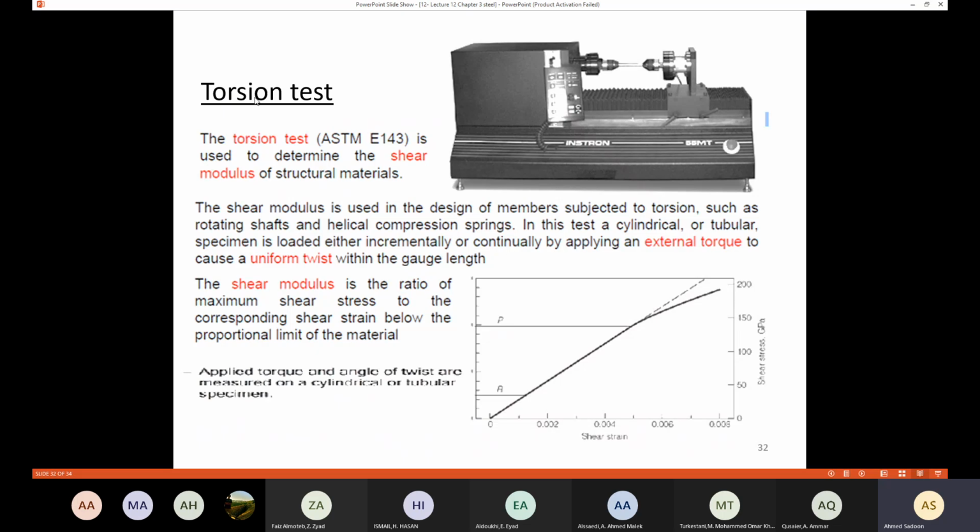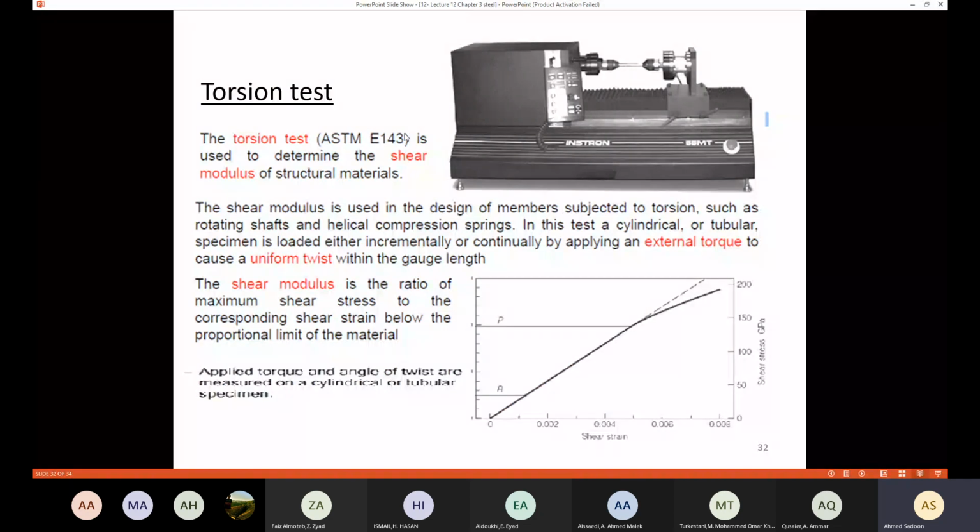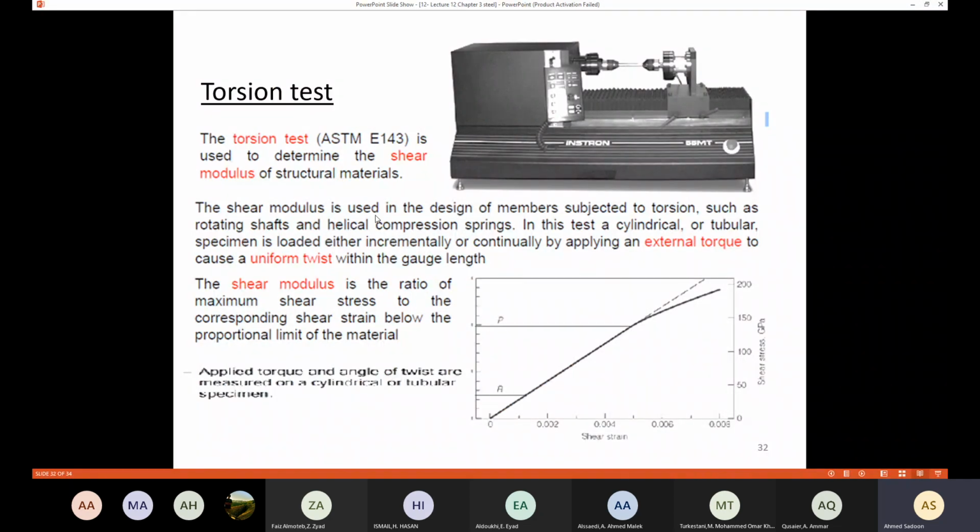Also, we have the torsion test. We have done that test here. The torsion test should be conducted according to ASTM E143, and this one is used to determine the shear modulus of a structural element. We know that the shear modulus is important, especially in members subjected to torsion, such as rotating shafts in cars and automobiles and so on.